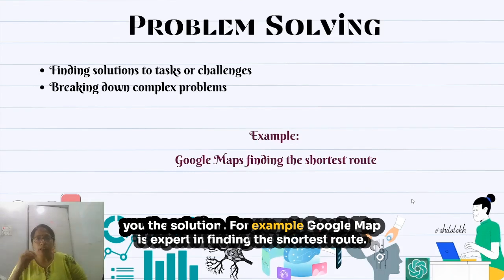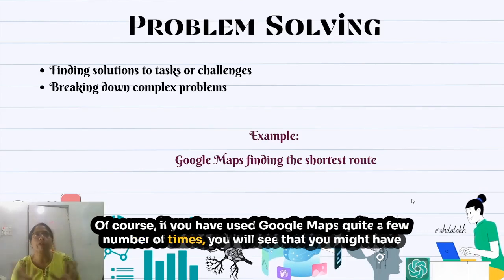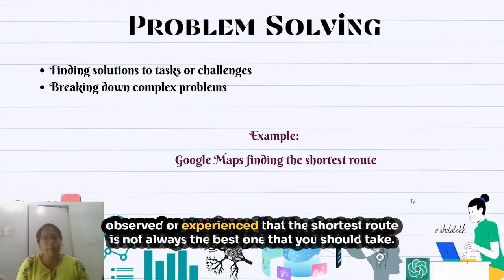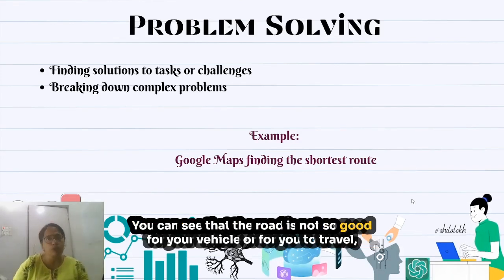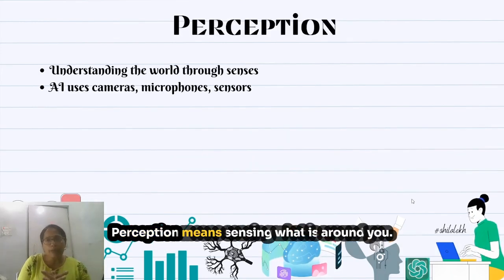For example, Google Map is expert in finding the shortest route. Of course, if you have used Google Maps quite a few number of times, you might have observed or experienced that the shortest route is not always the best one that you should take. But then that is the difference between artificial intelligence and human intelligence. You can see that the road is not so good for your vehicle or for you to travel, but Google Maps cannot see that.